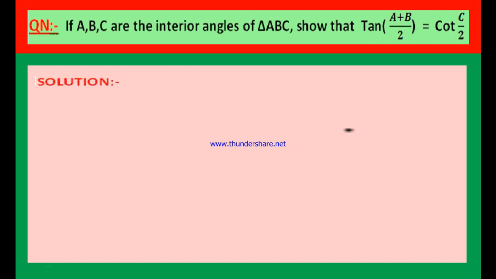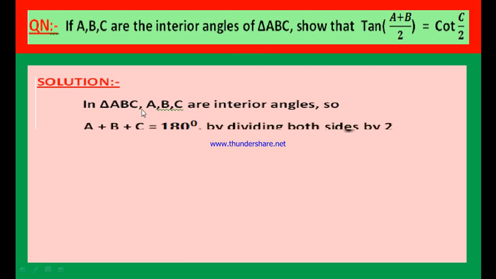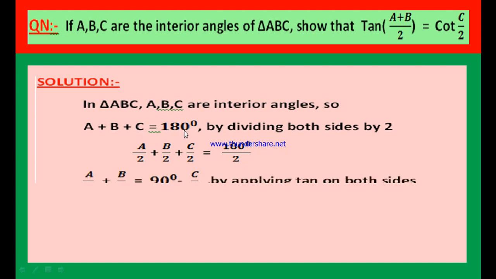Here is the solution. We are given A, B, C are the interior angles of the triangle ABC. In triangle ABC, A, B, C are the vertices, therefore they are the interior angles. If they are the interior angles, then angle A plus angle B plus angle C is equal to 180 degrees, as the sum of three angles in any triangle is 180 degrees.